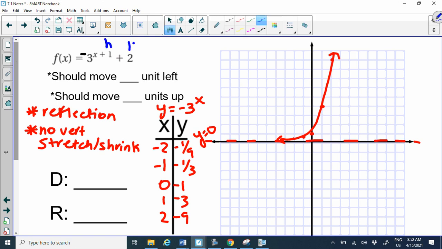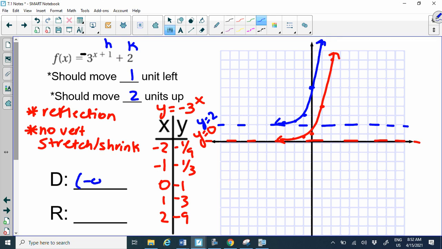Here's my h, here's my k. Remember, h is the opposite of what you see, so I should move 1 unit left, and then our k is exactly as we see it, so I should move 2 units up. Remember, the k value is the one that affects your asymptote, so I actually go up 2, draw that new line, and it's at y equals 2. I move each point left 1 and up 2. Going to go a little bit off the graph. Okay, and remember your graph shouldn't touch or cross that asymptote.